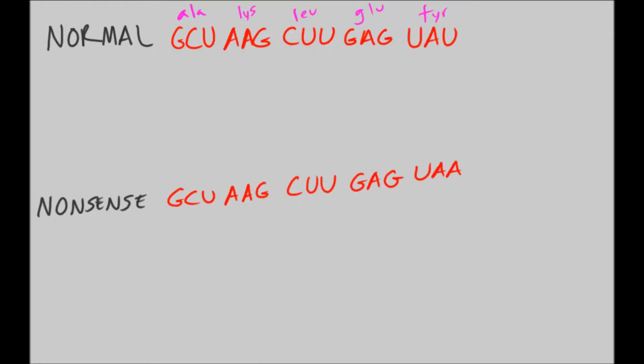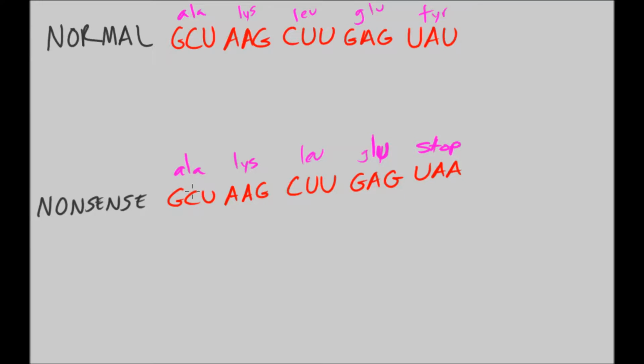So let's go ahead and look at a different mutation now. We have a nonsense mutation. Here we're going to have a GCU, so we're going to translate that into an amino acid of alanine. An AAG is still going to be our lysine, no change there. CUU is still our leucine. GAG is our glutamate, my apologies. Now what about this last one? We have a UAA instead of a UAU. What is a UAA going to translate into? That's not good. We have a stop codon.